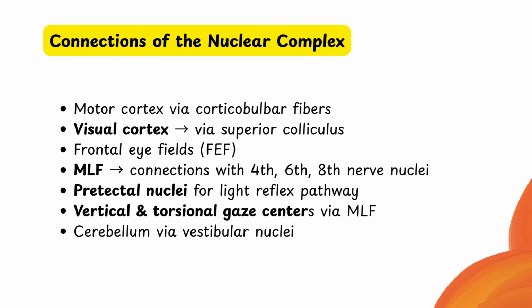Just remember that a lesion at the nuclear level rarely affects only the third nerve. It usually produces additional deficits like vertical gaze palsy or torsional abnormalities because of these extensive connections that the nucleus has got.